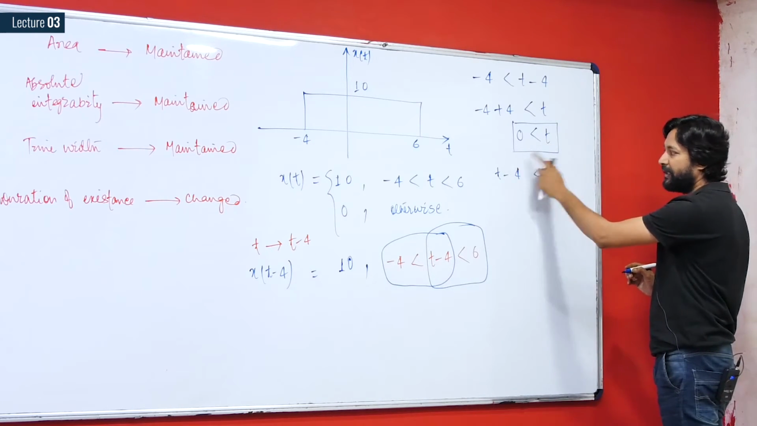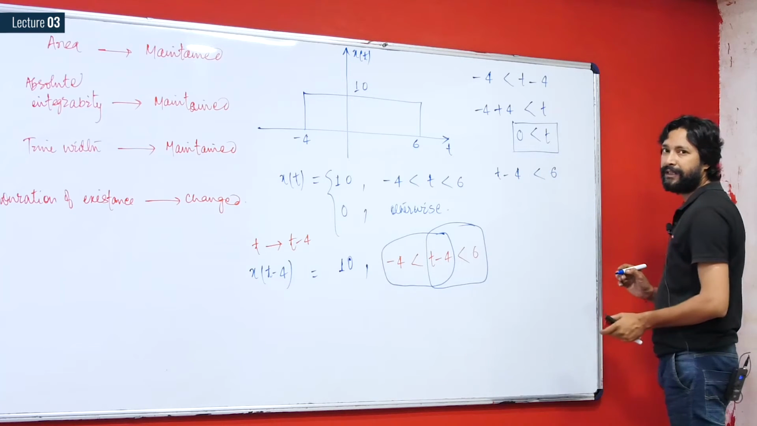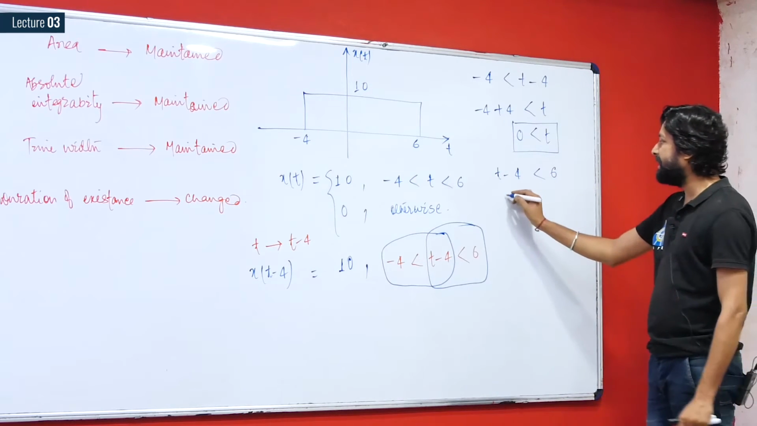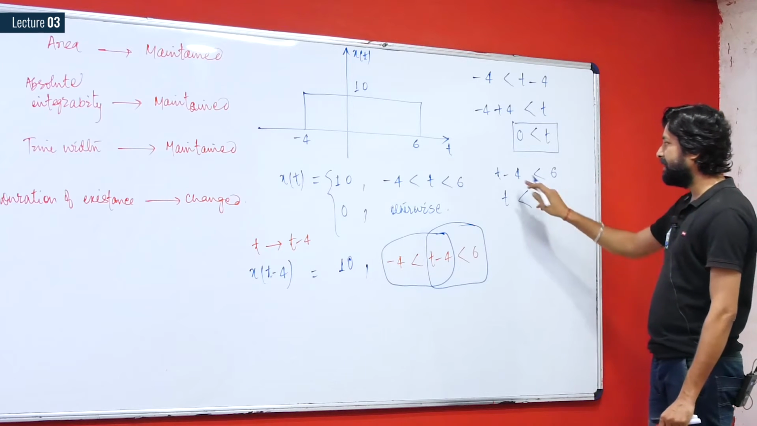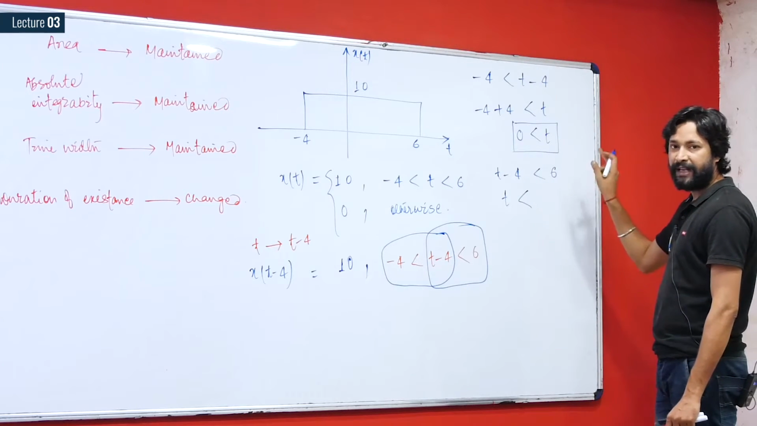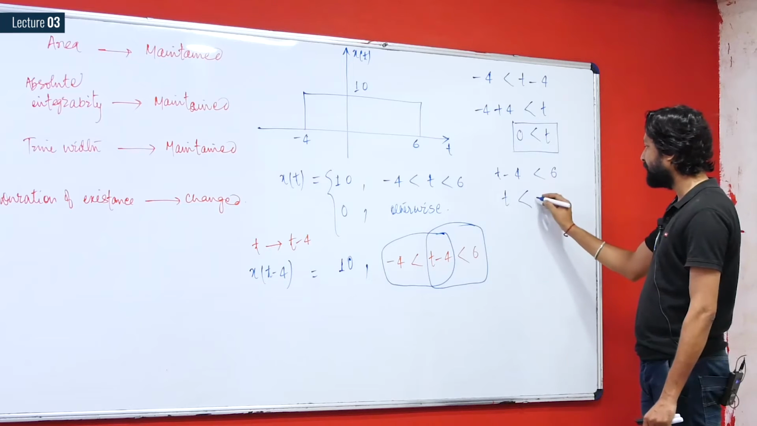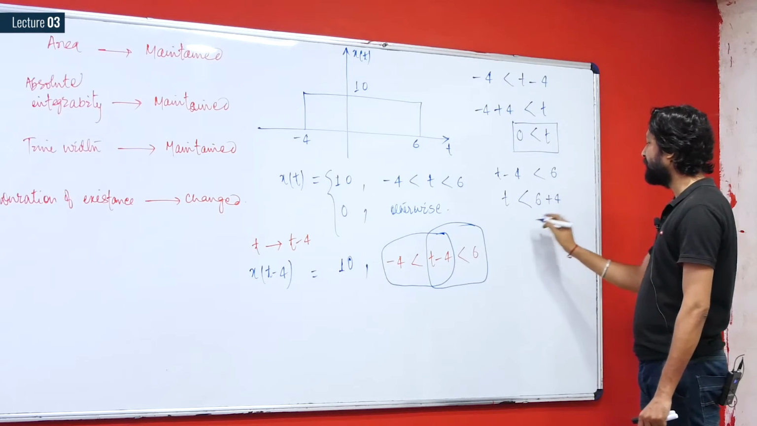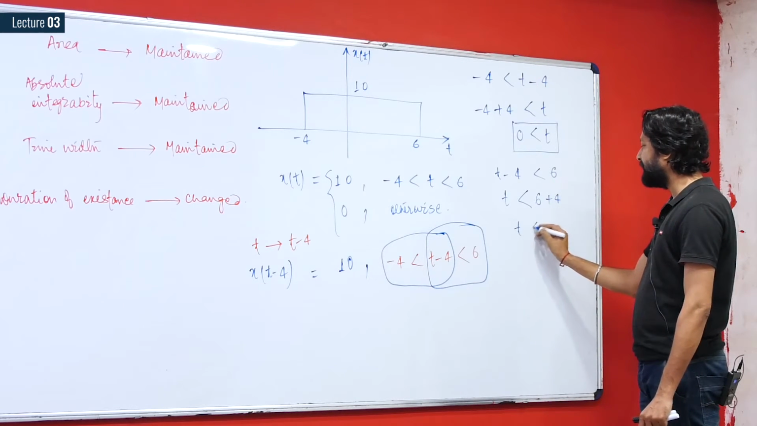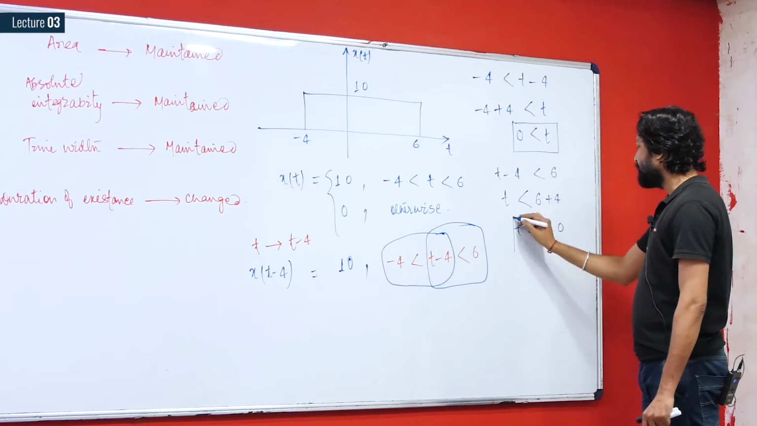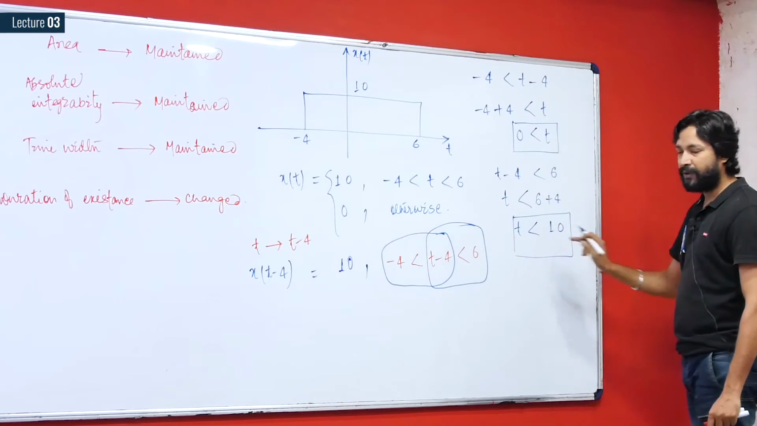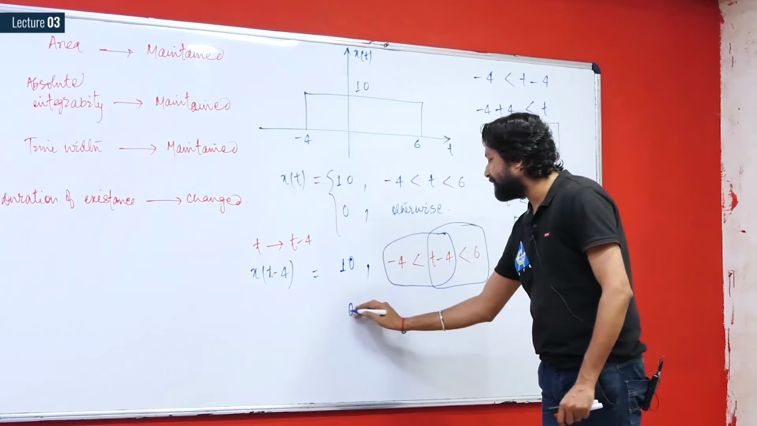You will shift t to the other side only if there is a negative sign associated with t. Therefore you can write here, t must be less than, this minus 4 will go to the other side having the value plus 4, therefore the value will be 6 plus 4, and you are now getting your next limit, that is t must be less than 10. So combining these two limits, you can write now it is 0 otherwise.